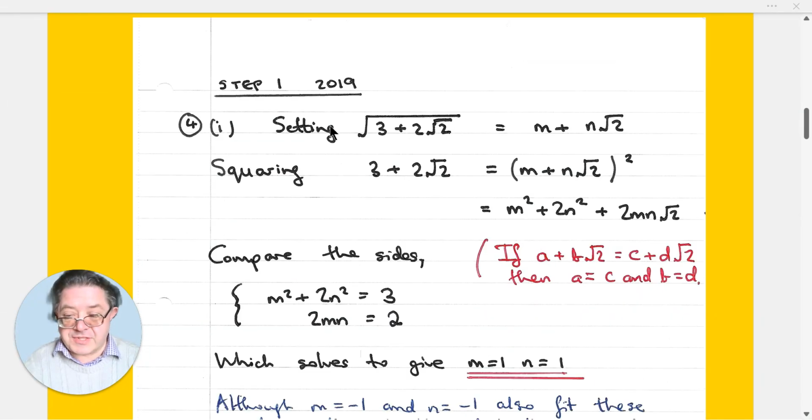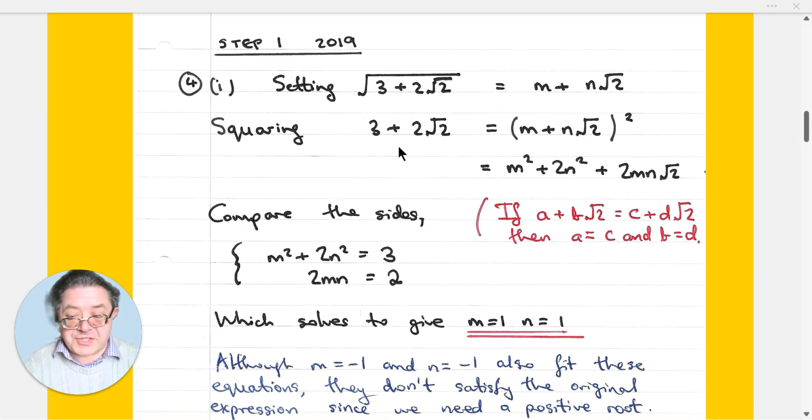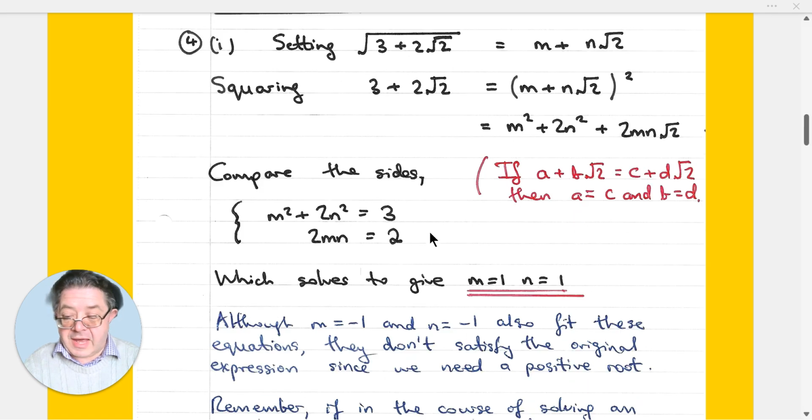So we start by writing down the expression we're solving. Square both sides. 3 plus 2 root 2 equals (m plus n root 2) squared. Square that using the binomial expansion and then compare the two sides. So the surd bit on the right will equal the surd bit on the left, and the non-surd bit on the right will equal the non-surd bit on the left. And there is an easy solution to these, which is that m is 1 and n is 1, which is easily checked to be correct.